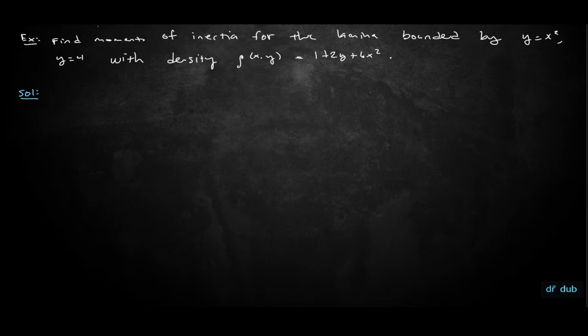When I say moments of inertia, I mean I_x and I_y. Your homework will specifically tell you to find the moment of inertia about the origin. But when we say moments of inertia, we mean I_x and I_y, the second moments. If you want the moment about the origin, it'll explicitly state, find the moments about the origin as well.